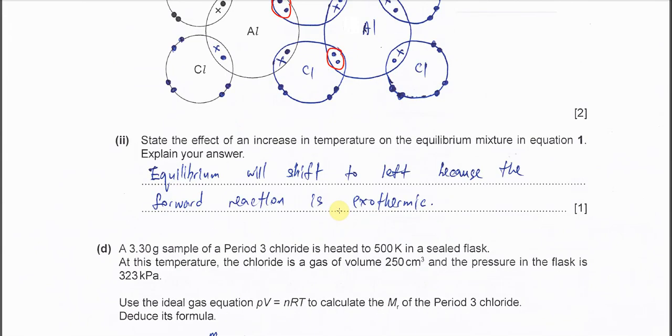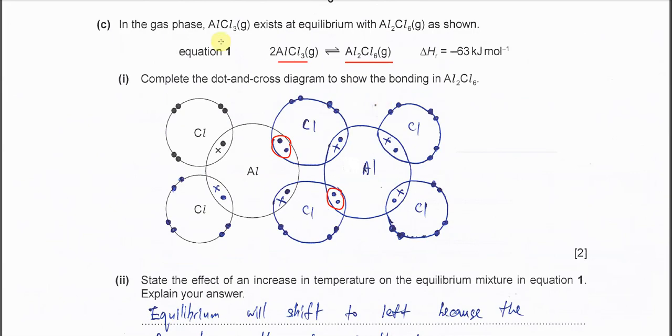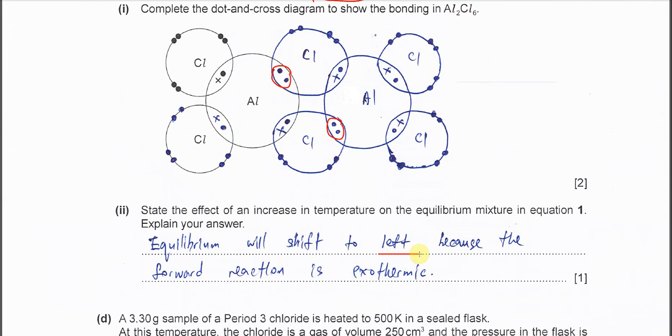Okay, part 2. State the effects of an increase in temperature on the equilibrium mixture in equation 1. So equation 1 is this. It's exo. When temperature increases, the equilibrium will try to decrease it. Because forward is exo, it releases energy, so it's not going to shift to the right. So it's going to shift to the left, because shifting to the left is endo, then it will absorb the heat, right? So that's why the equilibrium will shift to the left, because the forward reaction is exo.